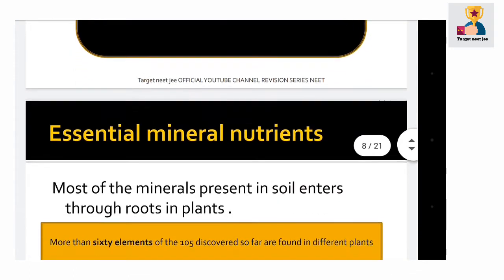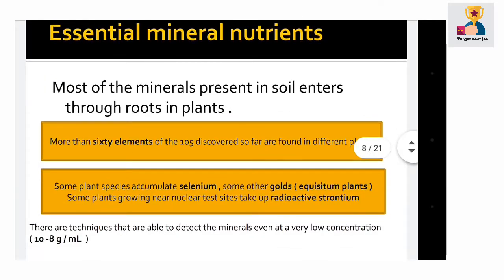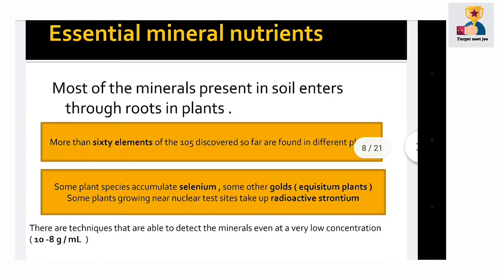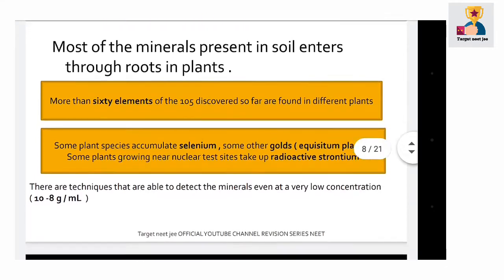Now focus on essential mineral nutrients. Most of the minerals present in soil enter plants through roots. More than 60 elements of the 105 discovered so far are found in different plants. Some plant species accumulate selenium, some others gold, like Equisetum plants. Some plants growing near nuclear test sites take up radioactive strontium. There are techniques that are able to detect the minerals even at very low concentrations.